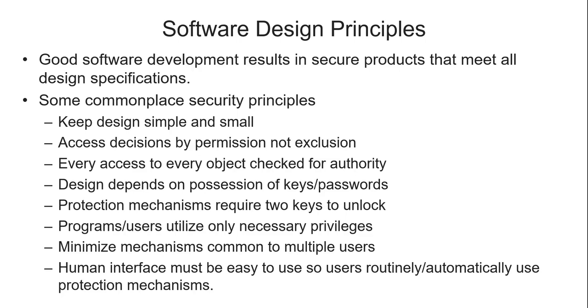Some of the design specifications that will keep software within security principles are keeping the design as simple and small as possible, basing access decisions on permission, not exclusion, making the software check every access for authorization, basing the design of access to the software on possession of key passwords, adding a protection mechanism that requires two keys or two verification factors to unlock the software, making sure that programs or users utilize only necessary privileges, and making the human interface easy to use, so users routinely and automatically use protection mechanisms.